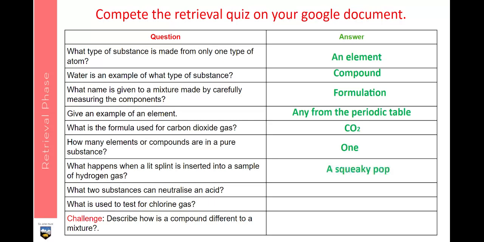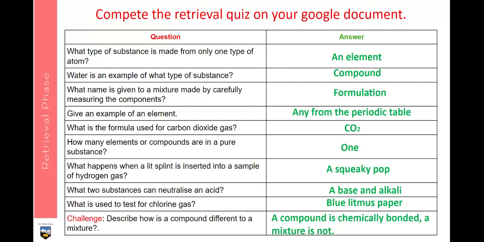Squeaky pop is heard if you put a lit splint into a sample of hydrogen gas. A base and an alkali can neutralise an acid. Chlorine gas is tested using blue litmus paper, and a compound is different to a mixture because a compound is chemically bonded, whereas a mixture is not. Please put your score out of 10 on your student worksheet for your retrieval quiz.